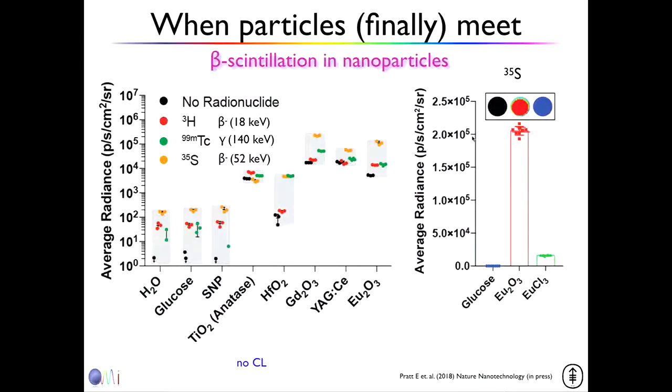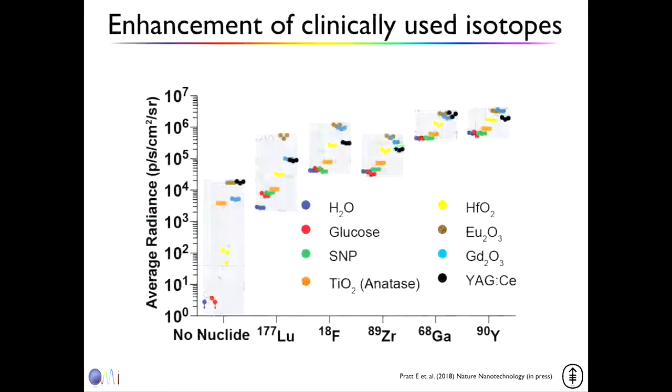If you use the same amount of europium, but now as an ionic solution, so europium chloride, you get a little bit of enhancement, but by far not as much as in the nanoparticle. So you need the nanoparticle component in there to get this enhancement. So you might think, what does tritium or sulfur do clinically?